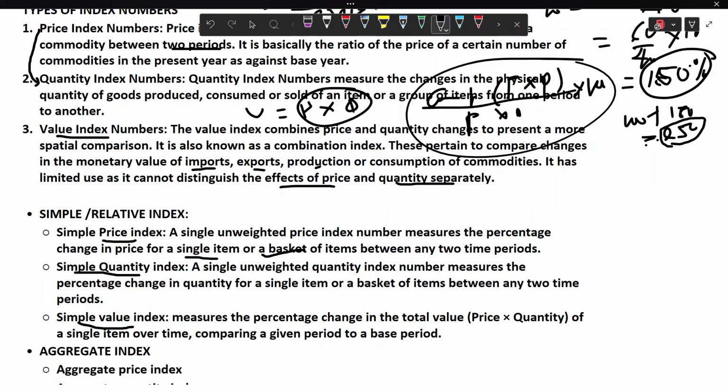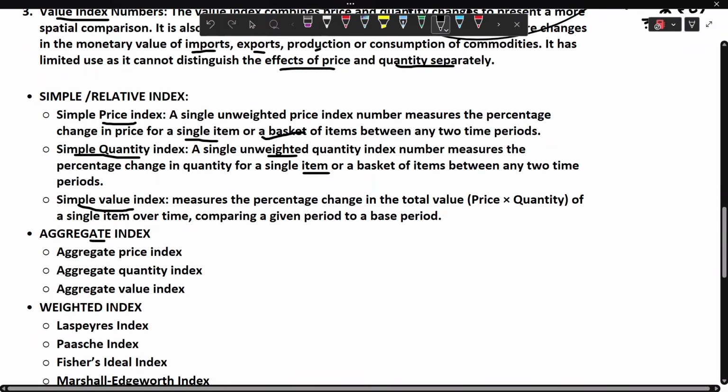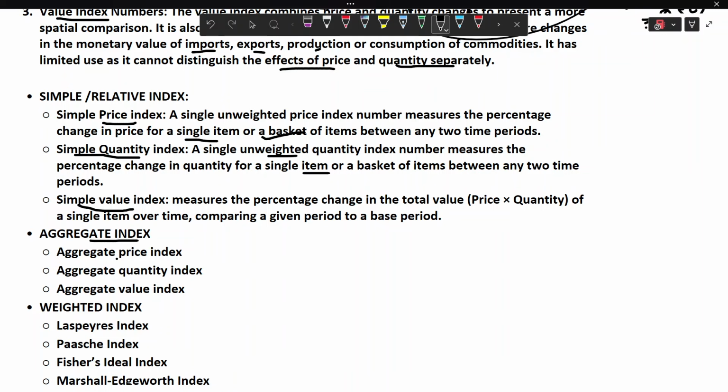For quantity, it's also unweighted quantity index numbers. It measures the percentage change in a quantity for a single item between two time periods. Then for value, as the name suggests, it is the price times quantity. It measures the value for a single time period with respect to the base time period. Then we have the aggregate. We are going to look at the aggregate price index, the aggregate quantity, and the aggregate value. Aggregate means summation. So we would solve an illustration to clear you on the aggregate index.